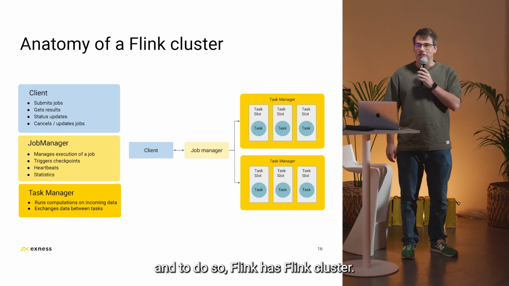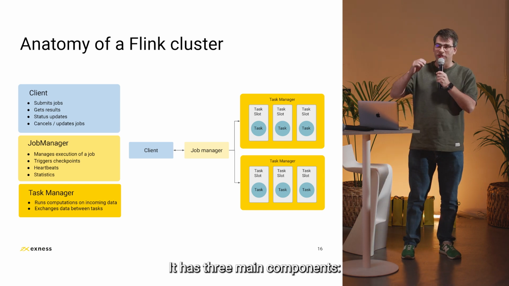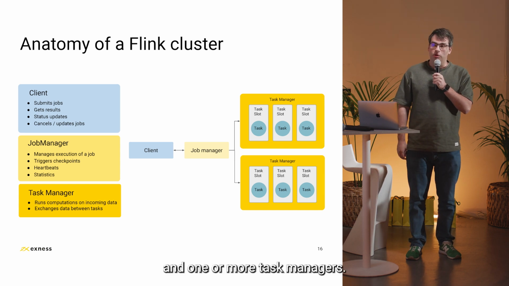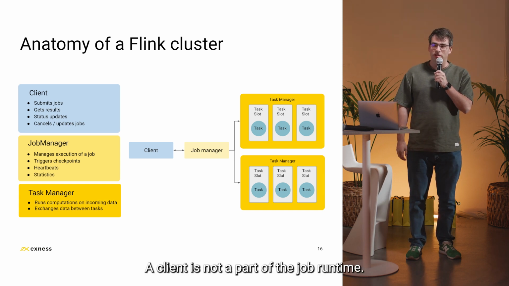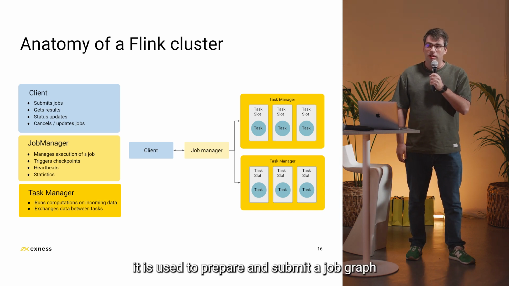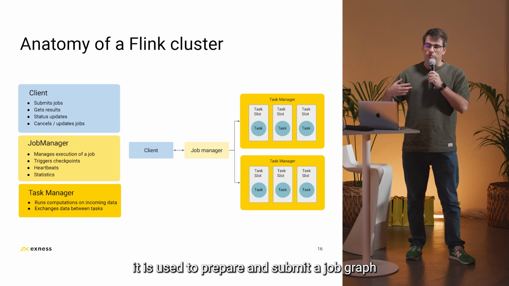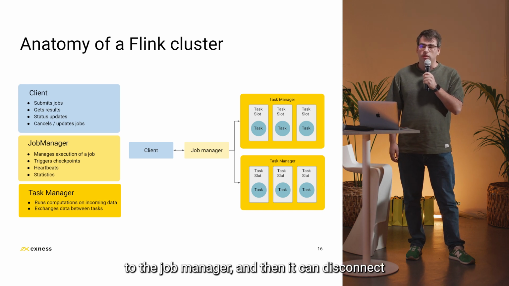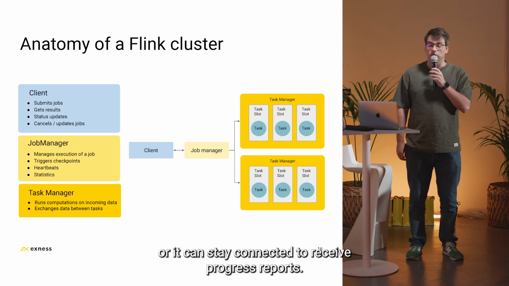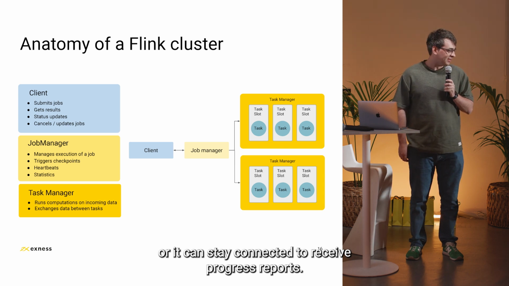To do so, a Flink cluster has 3 main components: a client, a job manager, and 1 or more task managers. A client is not a part of the job runtime. Rather, it is used to prepare and submit a job graph to the job manager, and then it can disconnect or it can stay connected to receive progress reports.